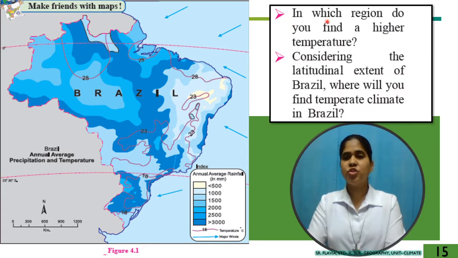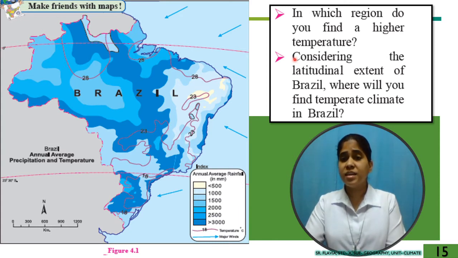Next, in which region do you find a higher temperature? Look over here. It is near the equator we find higher temperature. Why? Because the rays of the sun are more perpendicular towards the equator.